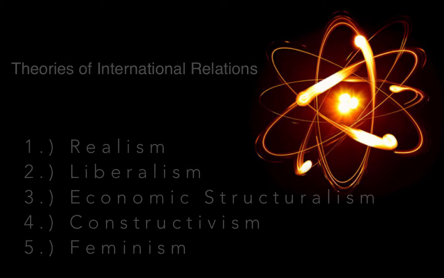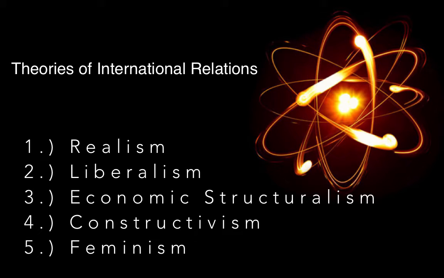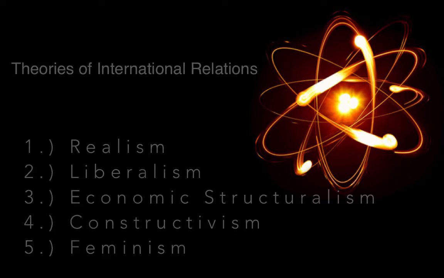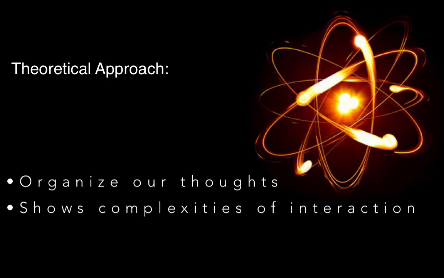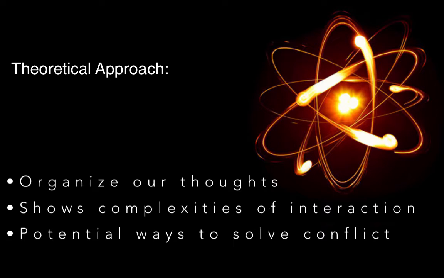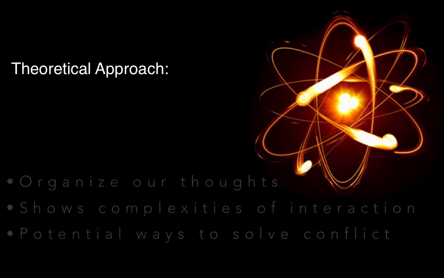In this section, you are going to be learning about the theories of international relations and global politics, and how we look at the nuclear paradox. When we look at what a theoretical approach is, theories are key to organize our thoughts about world events and the complexities of how these events interact with one another. Also, theories show us how to identify individual issues and possibly show different ways to solve those problems.